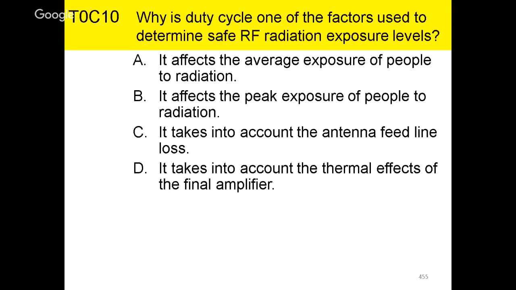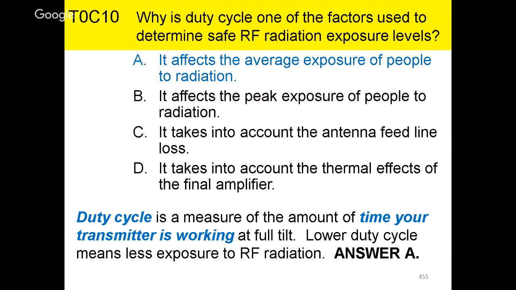So why is the duty cycle one of the factors used to determine safe RF radiation exposure levels? If you answered A, that is correct. It affects the average exposure of people to radiation. So your duty cycle is a measure of the amount of time your transmitter is working at full tilt. Lower duty cycle means less exposure to RF radiation.